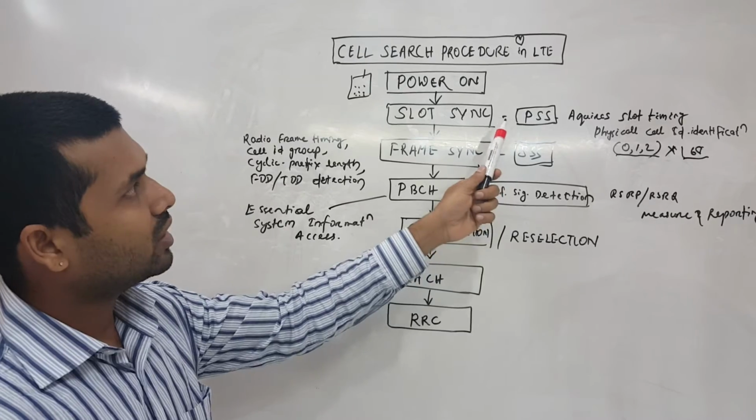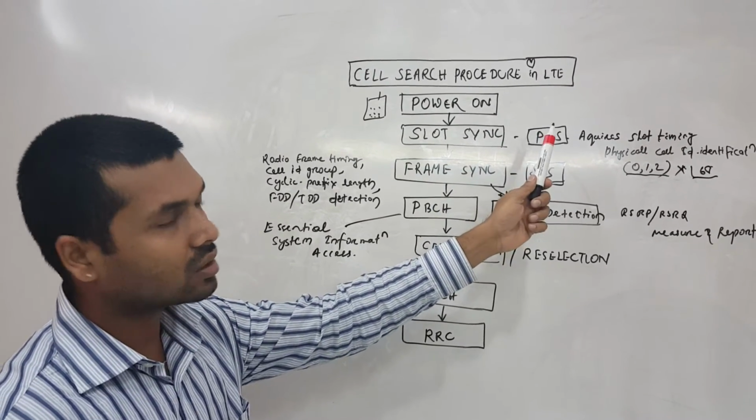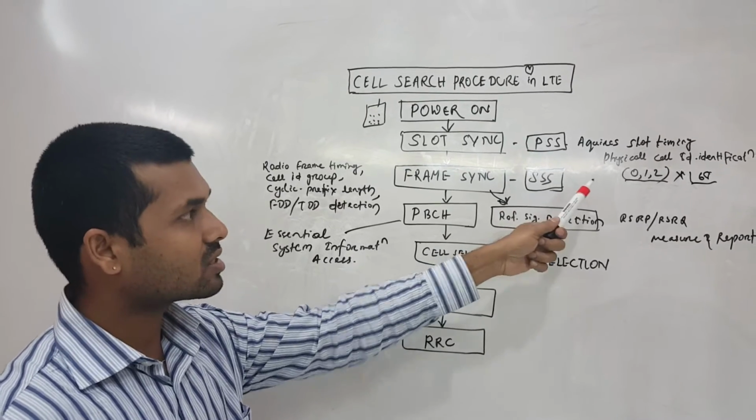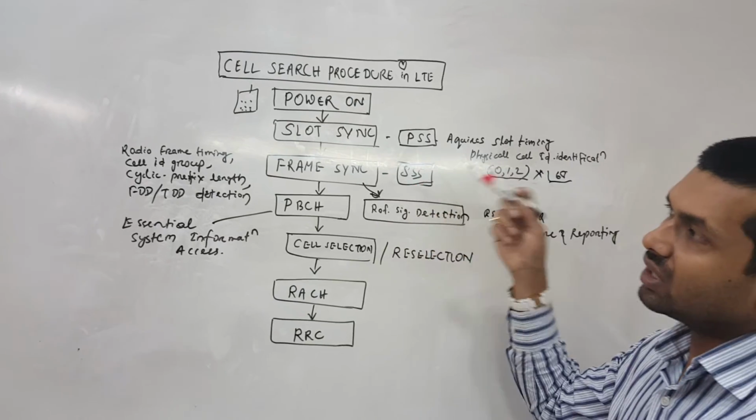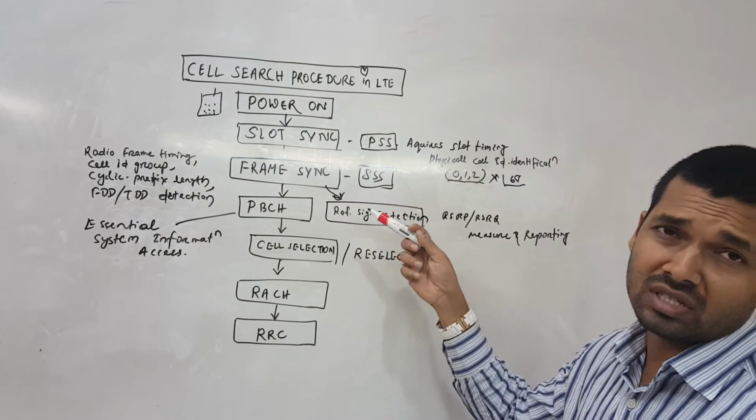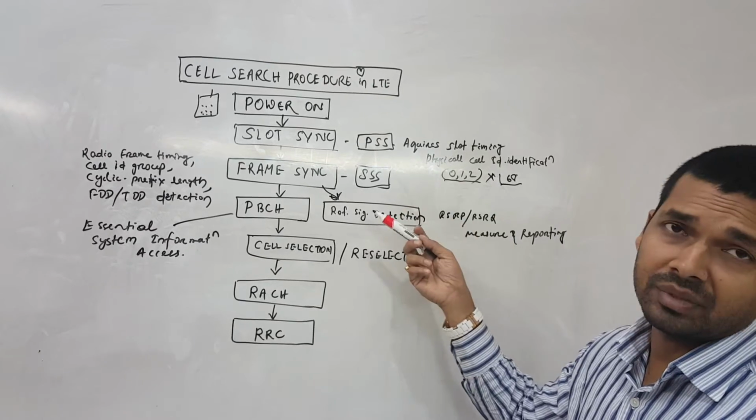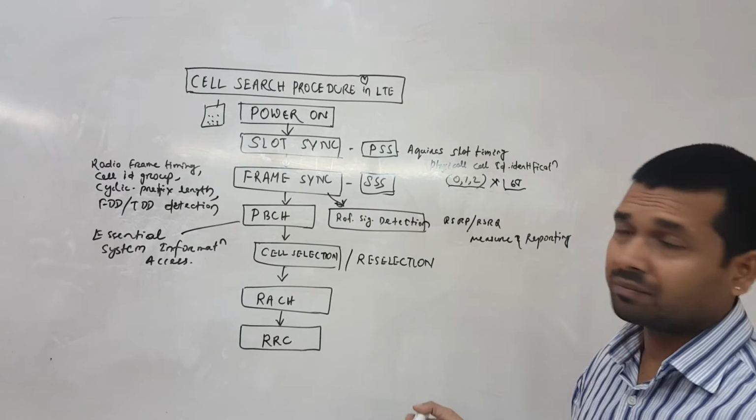So we'll go again. Mobile is powered on, we read the PSS, we get the slot timing and we get the physical cell ID. In the second stage, we do the frame synchronization, we get the frame timing, cell ID group, cyclic prefix length, and whether it is FDD or TDD mode. Then we read the broadcast channel actually.